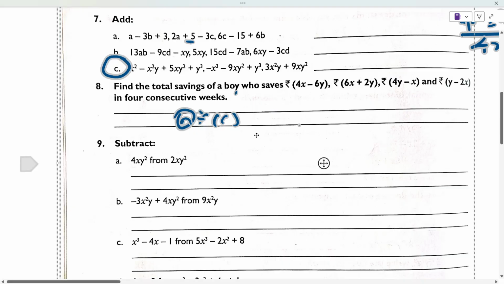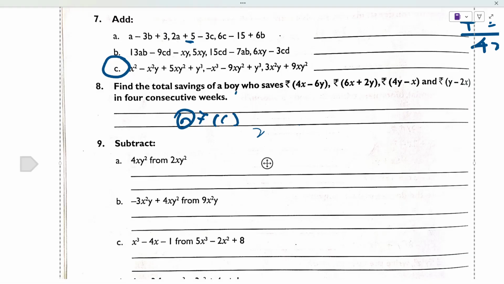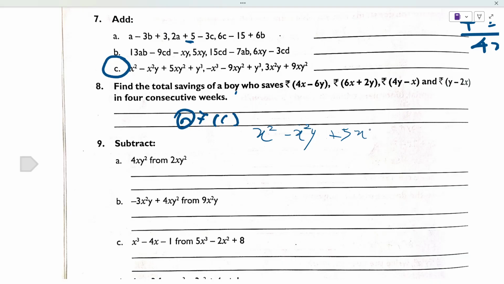I should write in the white space. So we are having x square minus of x square y plus of 5xy square and plus of y cube. Right, that was your first algebraic expression.